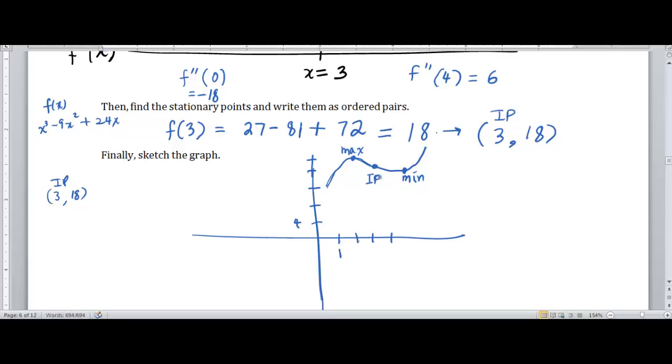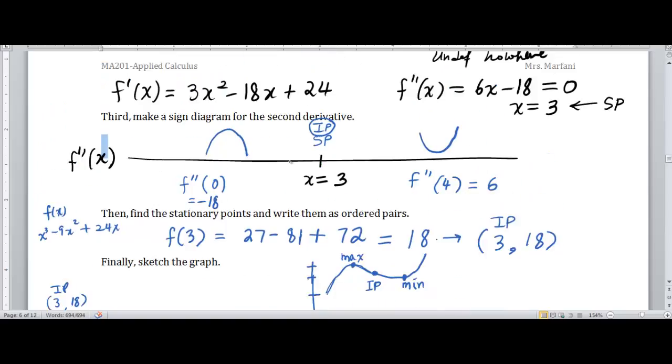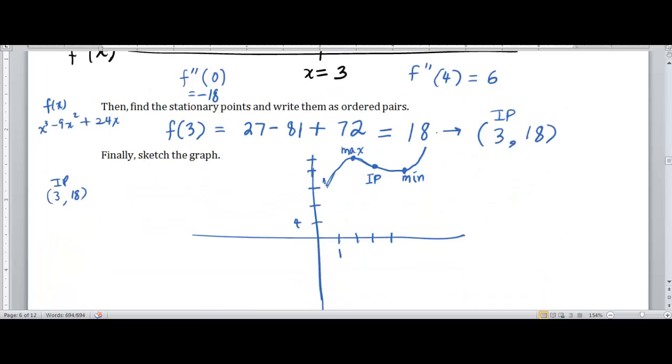Notice how the concavity changes, right? Before the inflection point, we have concave down, which I have here. After the inflection point, we have concave up, which I have here. Okay? So everything matches, my graph matches my sign diagrams, and that's lovely. So that is what the graph looks like.